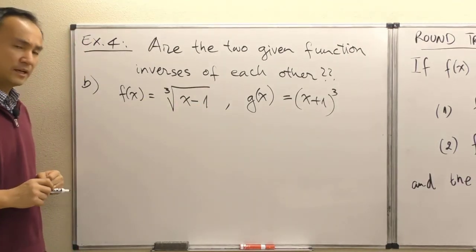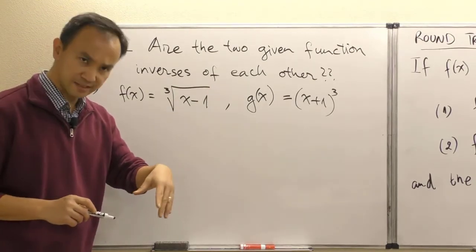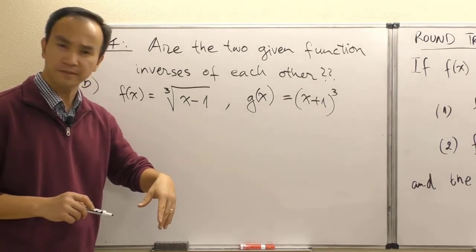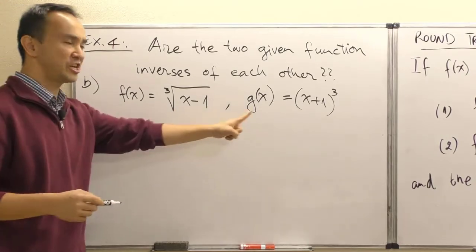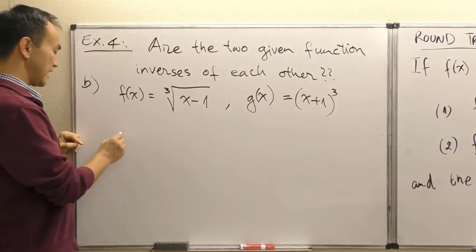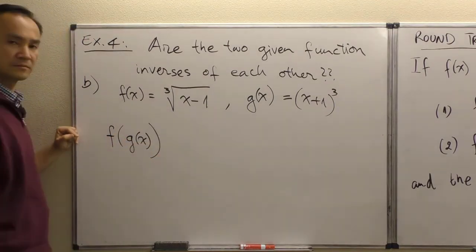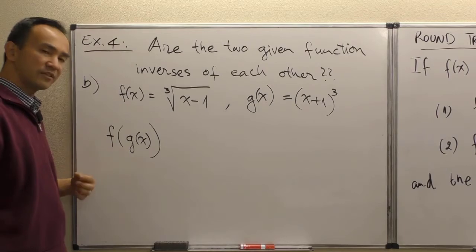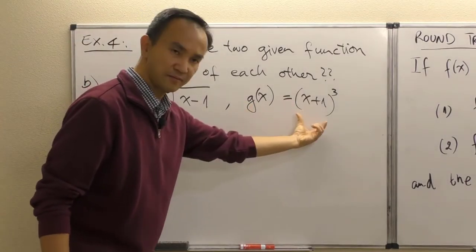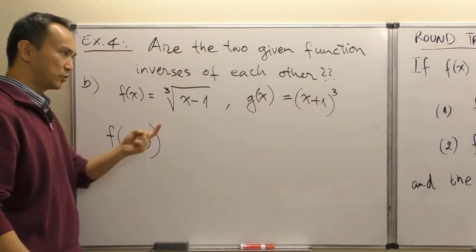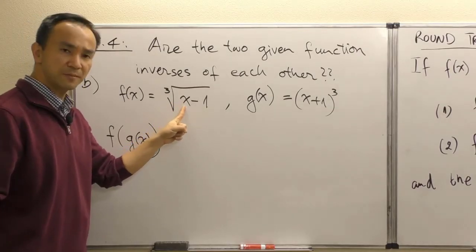In order to make that conclusion, yes, they are inverses of each other, or no, they're not, we have to do the following. So first, I am going to put g inside of f. So this is how it works. G is the representation of that entire expression. I am going to substitute that expression into the input of my function f.